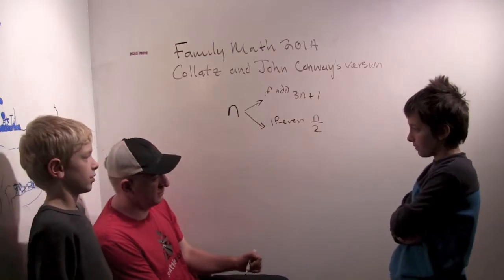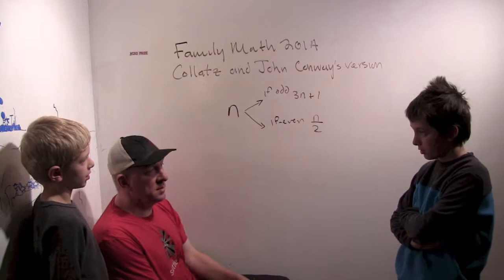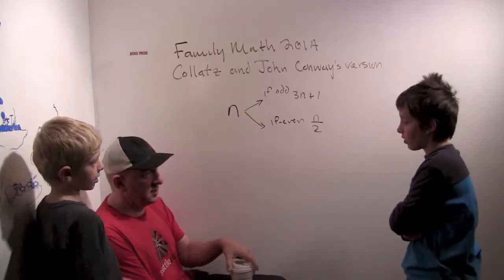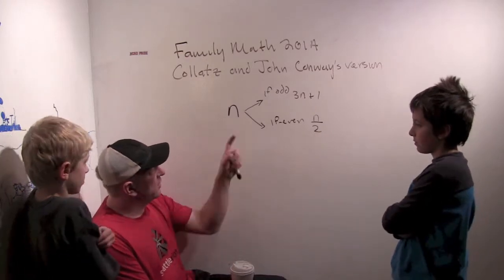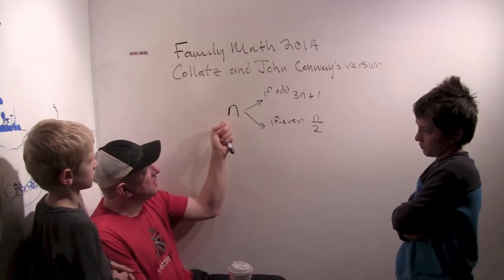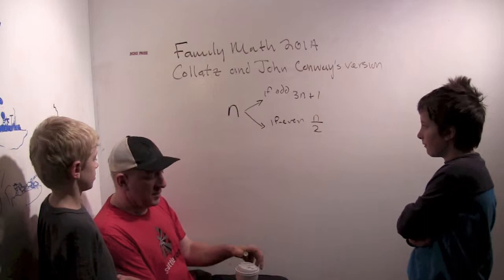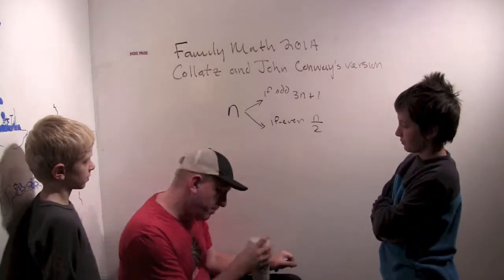Do you remember that? Yeah. Okay. And then keep doing the same thing until you get to 1. And what's the conjecture? You always get 1 for every number. No matter what positive integer you start with, you're always going to get to 1. And let's do an example. Pick a number. Let's do 15.